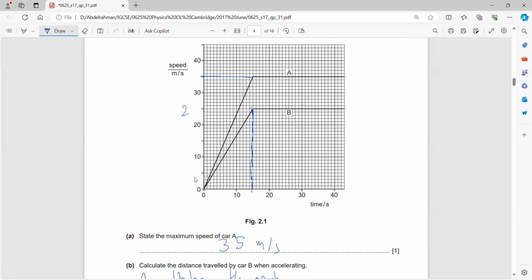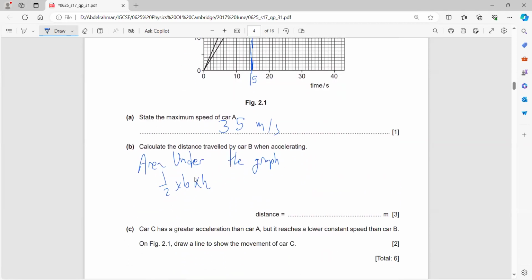Not 20 seconds. 25. This is 15. Yes. 15 times 25 times half. Okay. Which would give me a total distance of 187.5 meters. Okay, good.